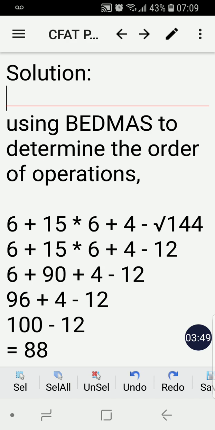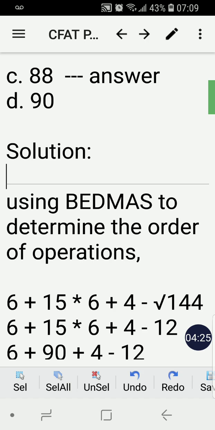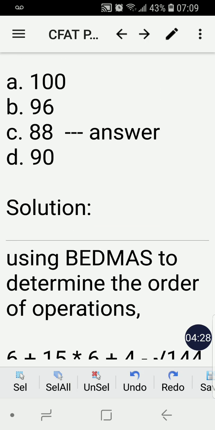So 15 times 6 is equal to 90. So then we have 6 plus 90 plus 4. We still copy the 4, and then minus 12. Now that we are left with addition and subtraction, we just follow the addition or subtraction from left to right. So 6 plus 90 equals 96, and then plus 4 minus 12. 96 plus 4 is equal to 100, and 100 minus 12 is equal to 88, which is letter C in this choice.